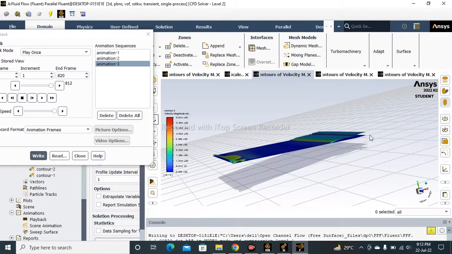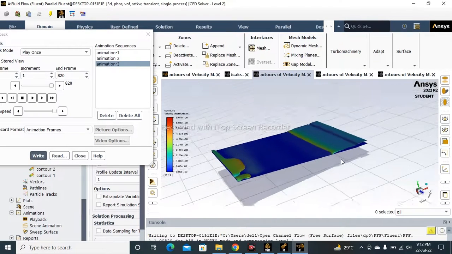The wave is generating from this end and traveling towards this end. We can easily see the generation of wave.